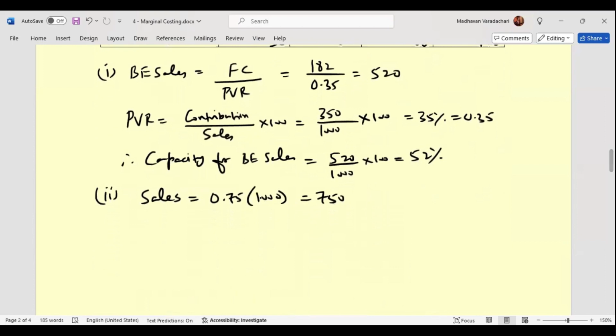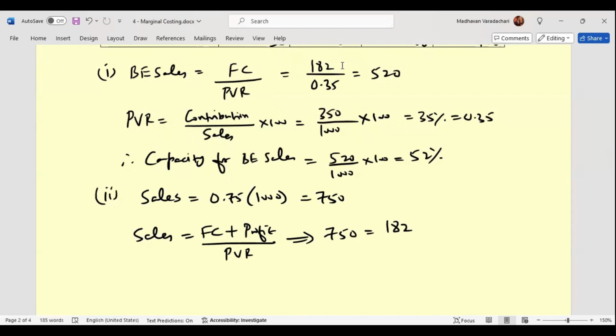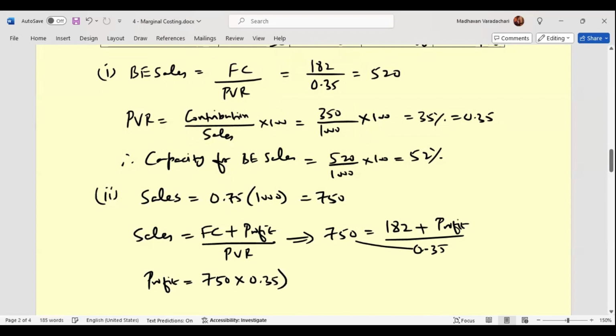So now we know sales is equal to fixed cost plus profit divided by PV ratio. That means 750 is equal to, fixed cost is known to be 182, plus profit, divided by PV ratio. We calculated as 0.35. Cross multiplying, we get the profit as 750 multiplied by 0.35 minus 182. That will give you 80.5.